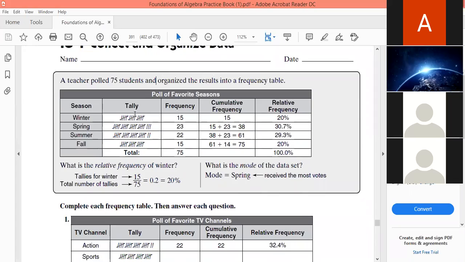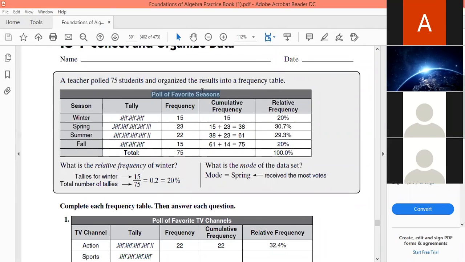Okay? The first question is given to you here as an example. Page number what? 391. A teacher polled 75 students and organized results in a frequency table.